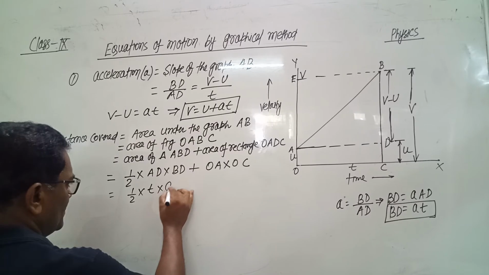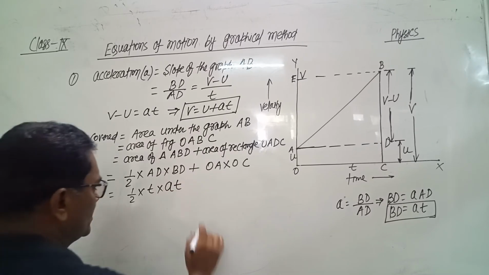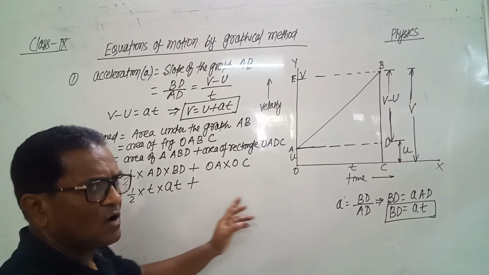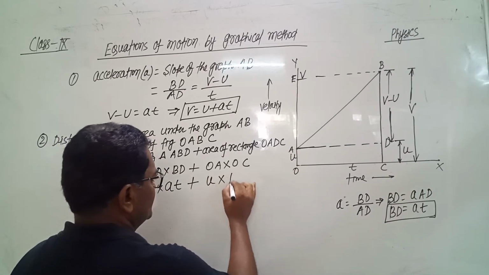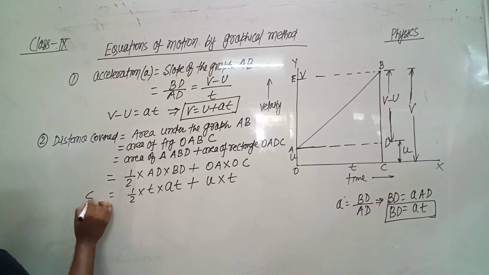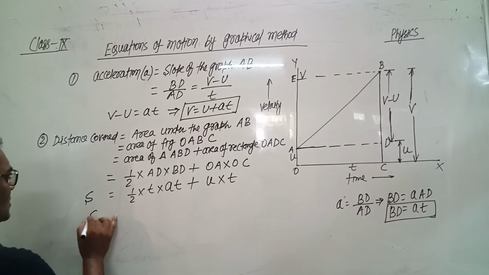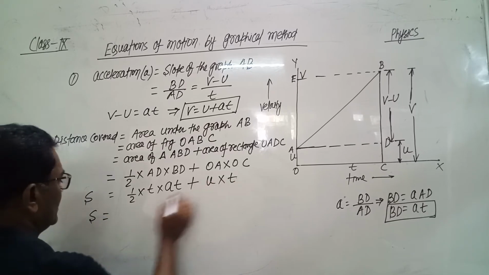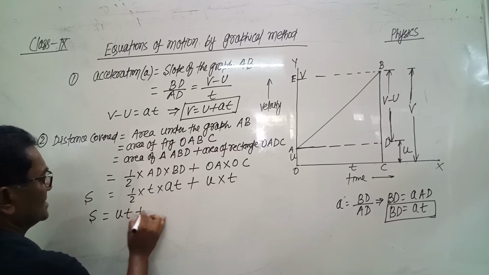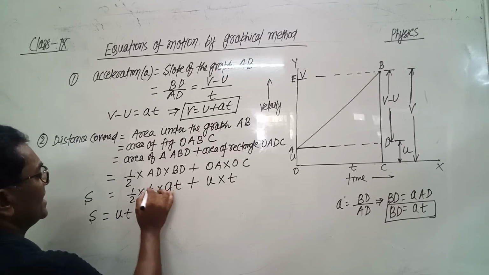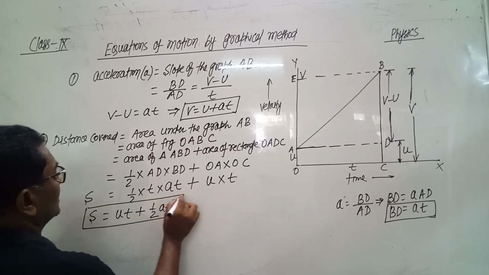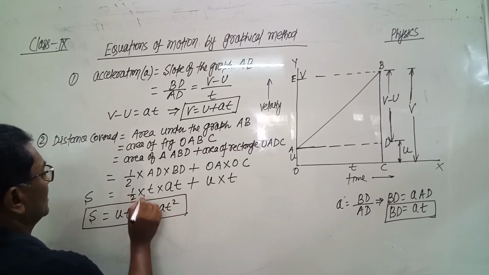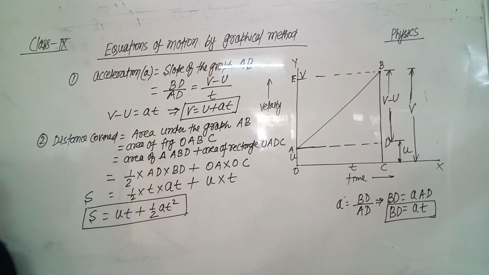Now put the value of BD, so a into t, plus the value of OA. OA is u and OC is t, and the distance covered is given by s. So s equals u into t, ut, plus 1 by 2 at into t, at square. So this is the second equation of motion by graphical method.